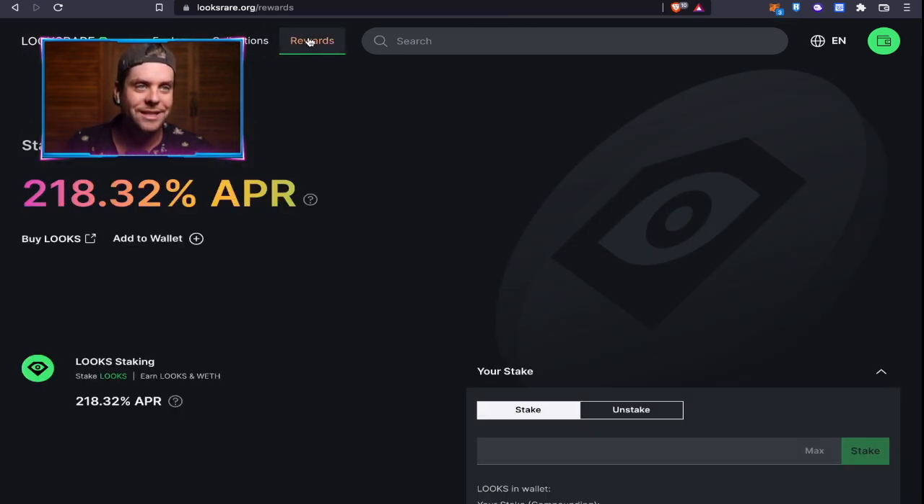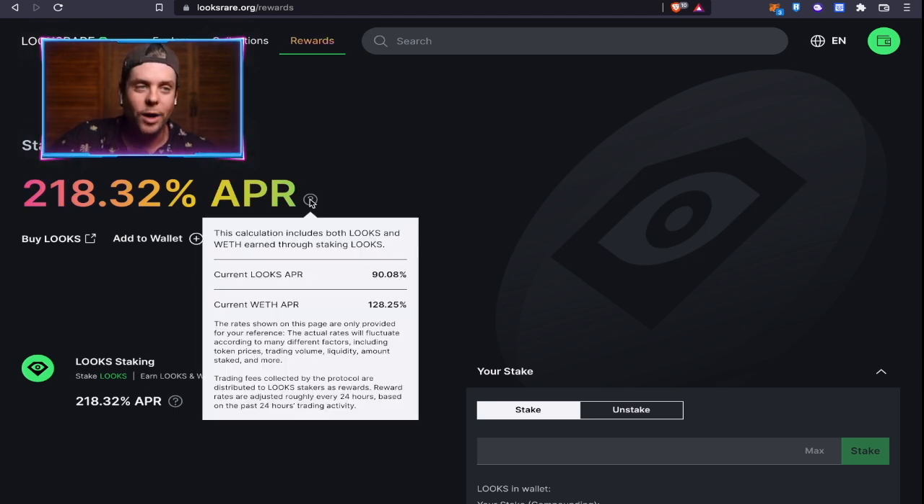Let's go to the rewards tab right here. Currently pumping out 218% APR. This is down considerably, by the way. Just a few days ago, this was up at 500% APR. It's probably why the price is going down, but what this is doing is it's giving you not just the Looks token. Right now it's currently giving you 90% Looks APR, but 128% wrapped Ethereum. We're seeing these types of coins pop up.